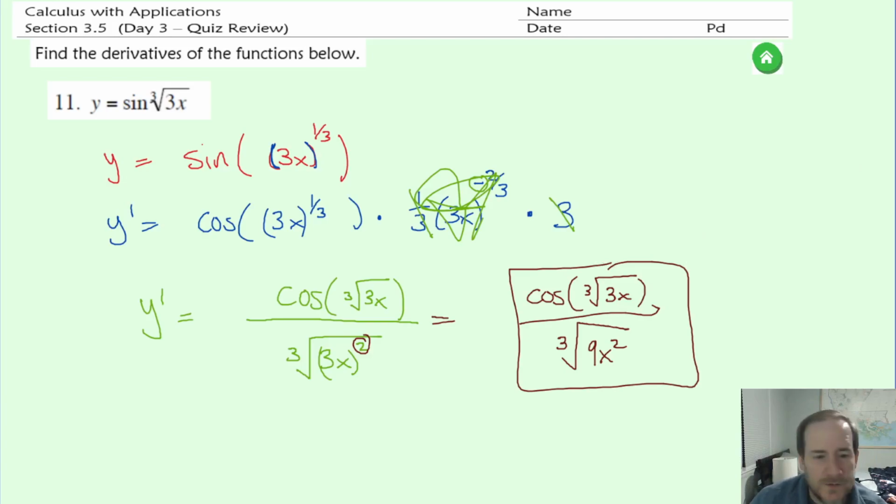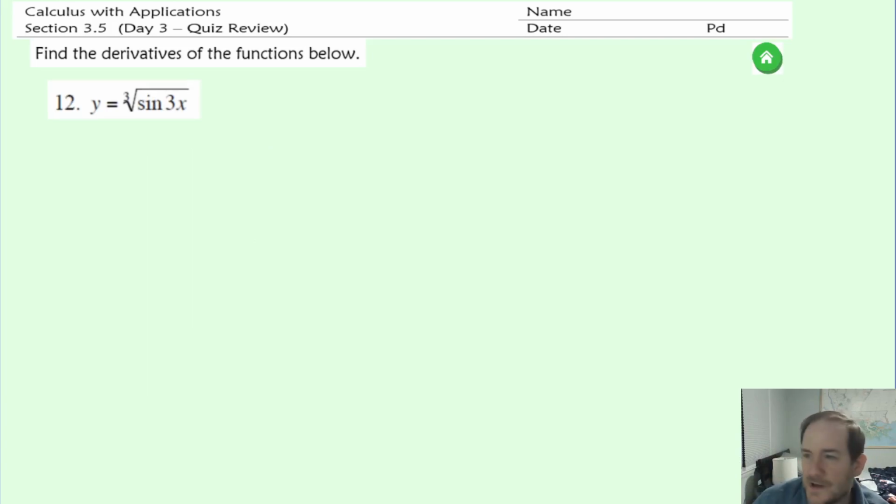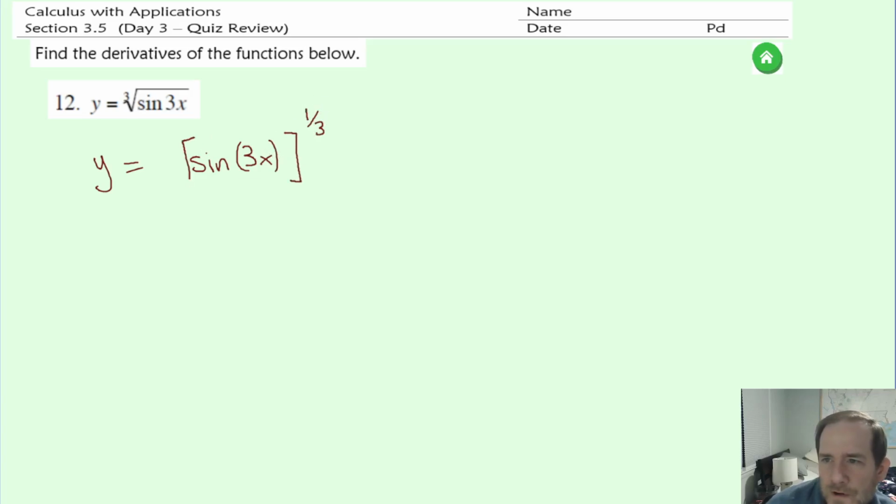And that brings us to 12, the last one. Which is similar but different. If we were going to rewrite this, then this would be the sine of a 3x, and the whole thing is going to the power of 1/3. Which means that 1/3 power represents our outer function. So as we start differentiating, we'll do the 1/3 first, giving us 1/3 as a coefficient, and our power drops down by 1 down to negative 2/3.